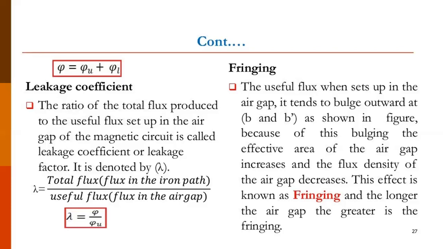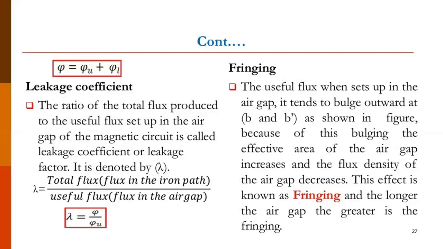Now this magnetic fringing has two effects. It increases the effective cross-sectional area of the air gap. Because of fringing, the effective cross-sectional area of the magnetic core increases. It reduces the flux density in the air gap. Because the flux bulges out and spreads, the flux density gets reduced in the air gap.